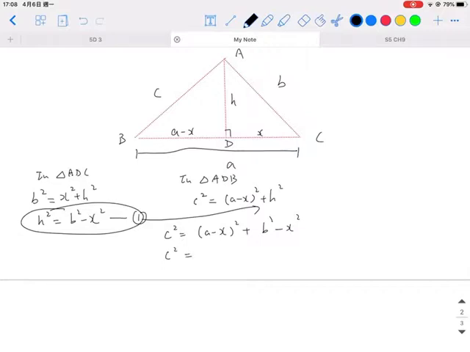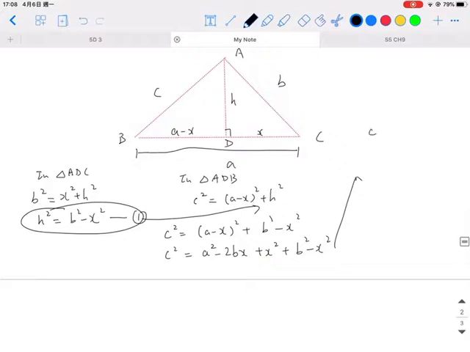And after you remove the bracket, you will get this c squared. I write it on the right hand side here. So c squared is equal to a squared plus b squared, and the x squared is cancelled, minus 2bx. And what's the meaning of x? As we know, in triangle ADC, we can apply cosine theta. That means cosine C is equal to the adjacent side over the hypotenuse. So x is equal to b cosine C.